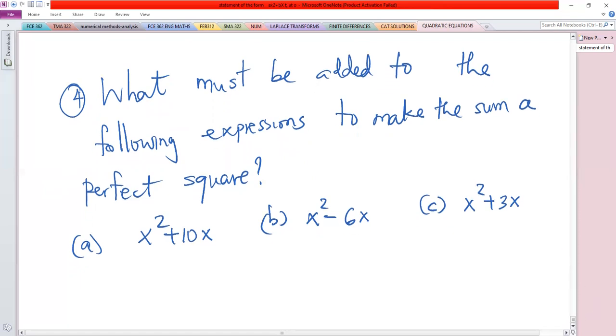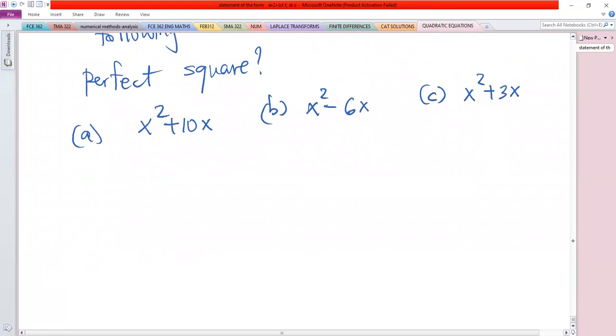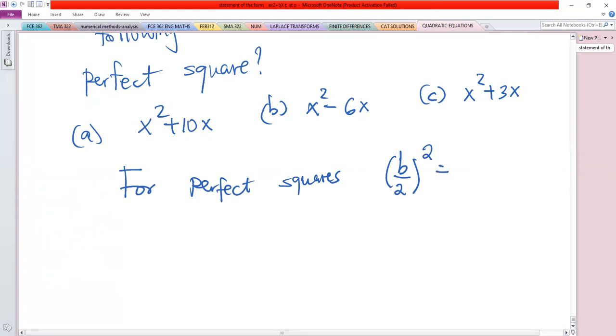Now, you will say, for perfect squares, when you take b over 2 and then you square, you must always get a times c, when we have ax squared plus bx plus c as a quadratic expression.